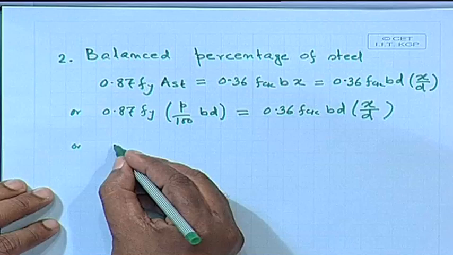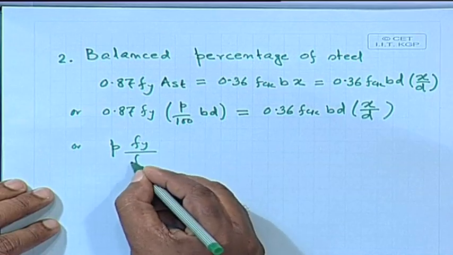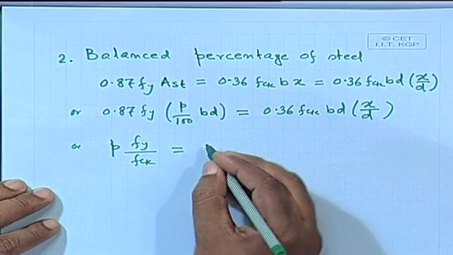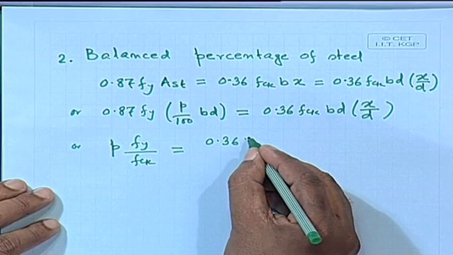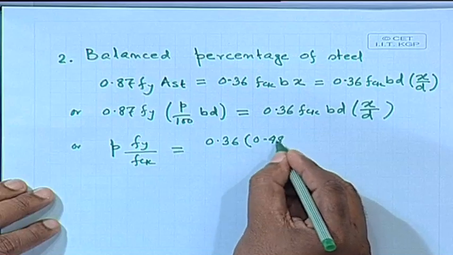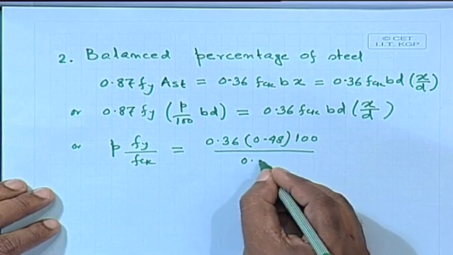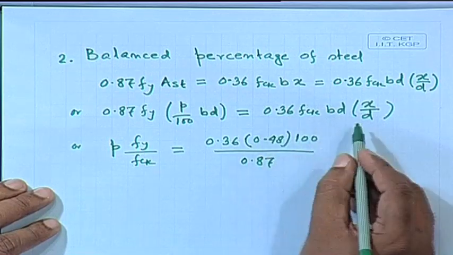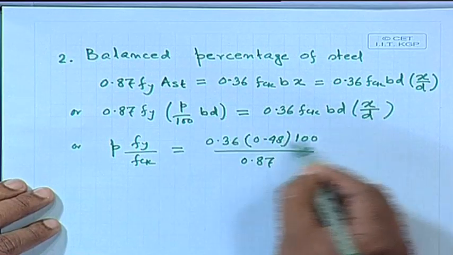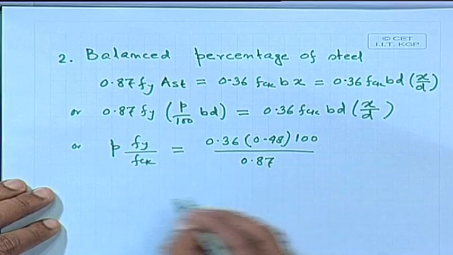or p Fy by fck equal to 0.36 times 0.48 times 100 divided by 0.87. 0.36, bd cancelled, xu by d is nothing but 0.48, times 100 divided by 0.87.